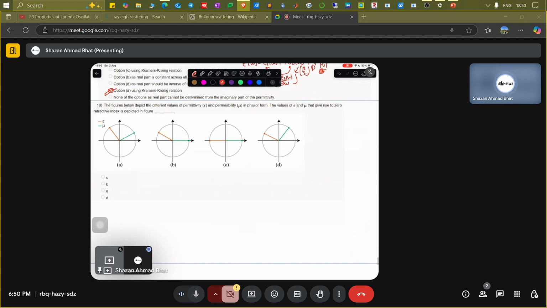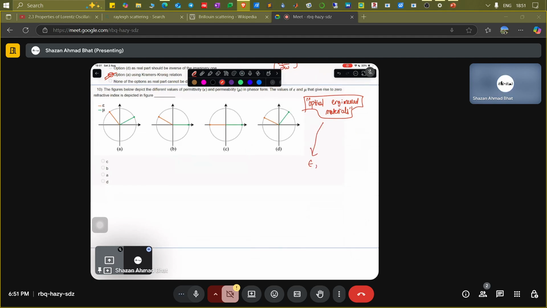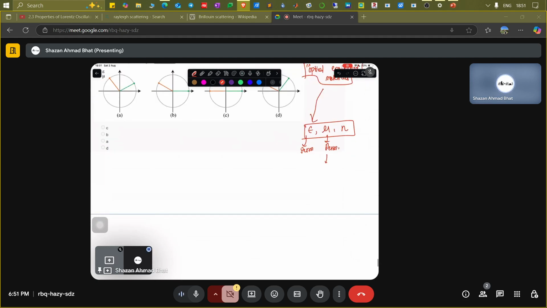Now this is basically for optically engineered materials. In optical engineering of materials, we engineer three things: epsilon, mu, and n. This is permittivity. This is permeability. We have not talked about permeability. Basically, it's related to the magnetic properties of the material.